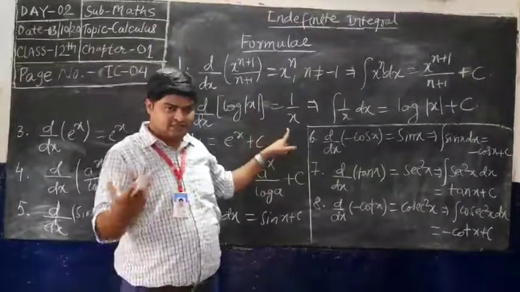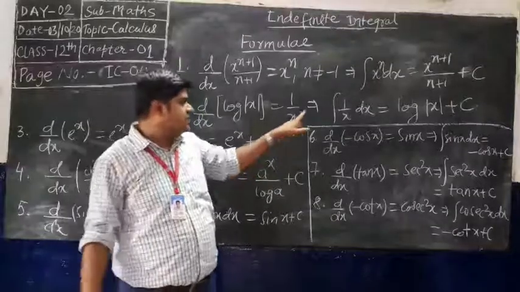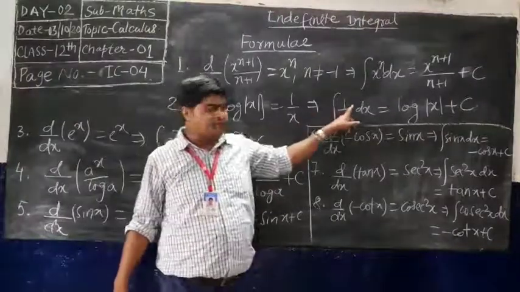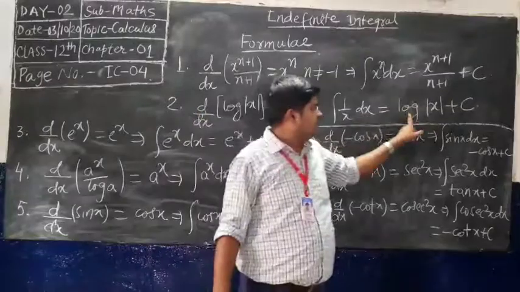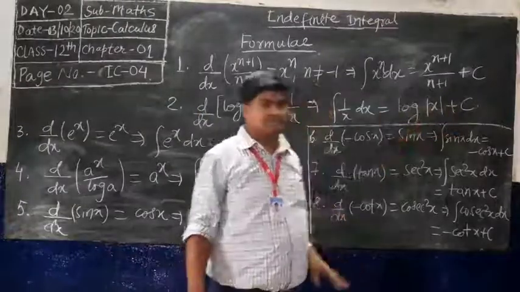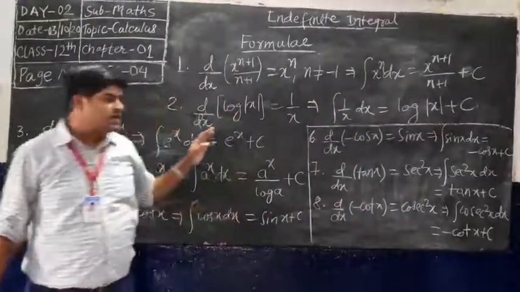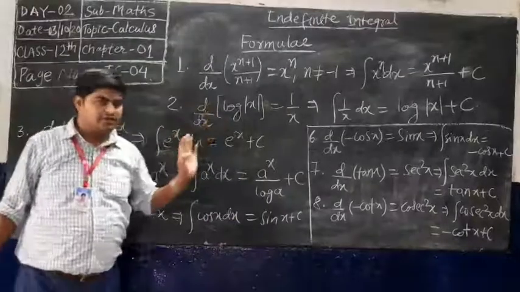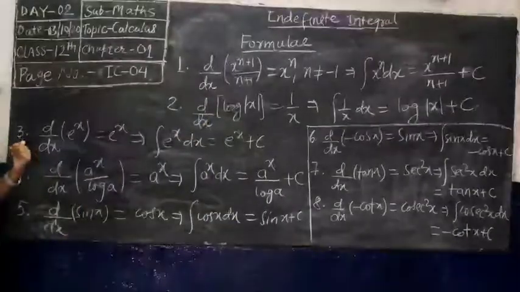You know, the differentiation of log x is equal to 1 by x. So we can say that the integration of 1 by x dx is equal to log mod x plus c. This is the second formula. I have also proved this formula. Now let us see formula number 3.